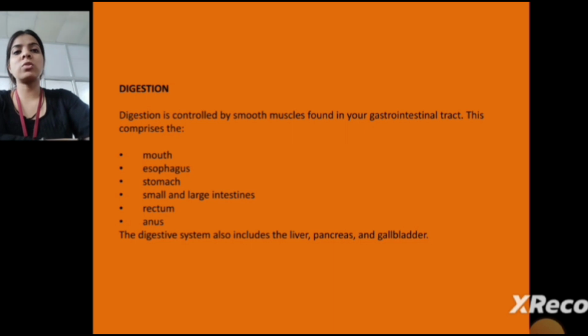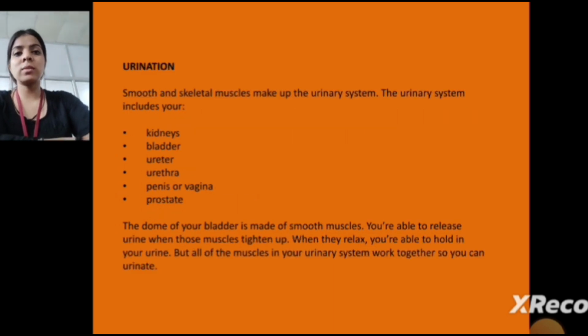Mobility, circulation, respiration and digestion are also controlled by the smooth muscles. Then urination: smooth and skeletal muscle make up the urinary system. The dome of the bladder is made up of smooth muscles. We are able to relax when those muscles are tightening up, and when they relax we are able to hold urine. They work together when we urinate.